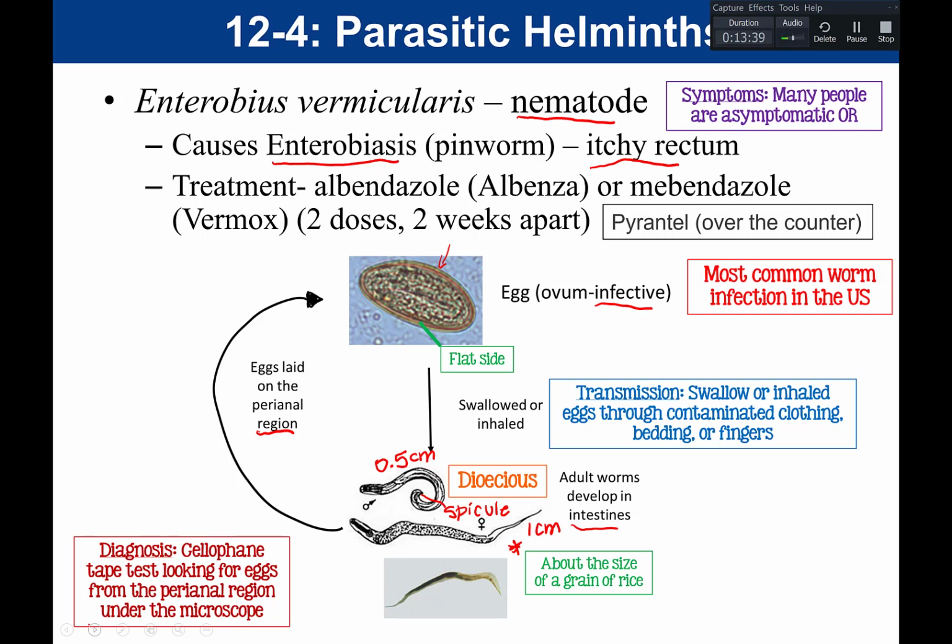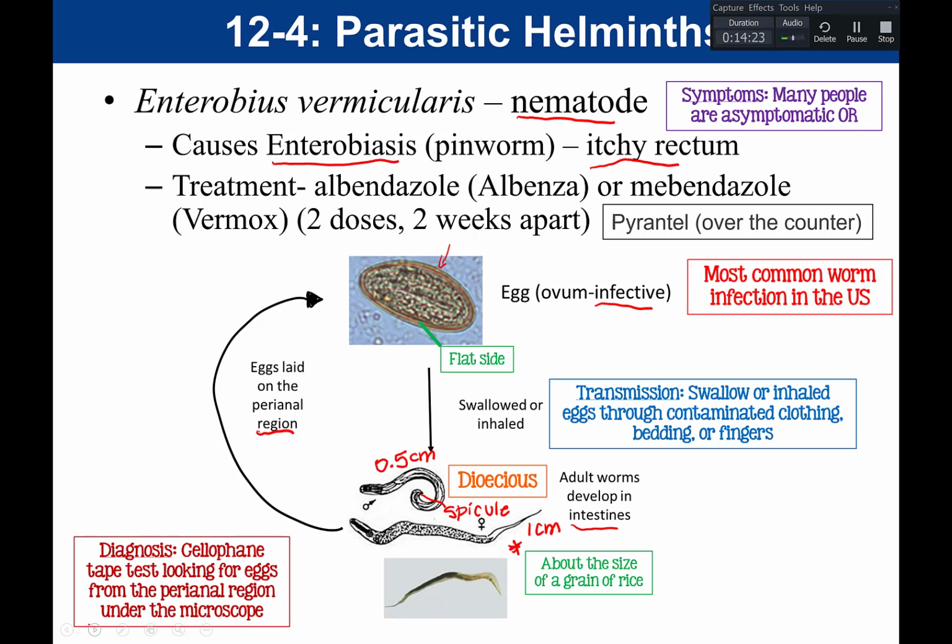Then give that tape to the physician or the lab and have them look for the presence of eggs under the microscope. If they see those eggs, then the patient has a pinworm infection. And so this is how it is detected. It might take multiple tests before they actually see the eggs. So oftentimes they might not just test once, they might test repeatedly. But again, it's going to be this cellophane tape test looking for eggs on the perianal region.